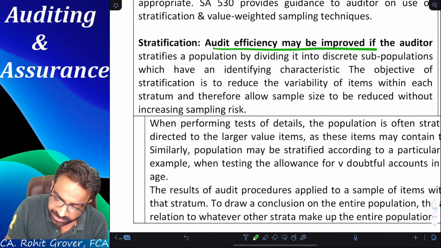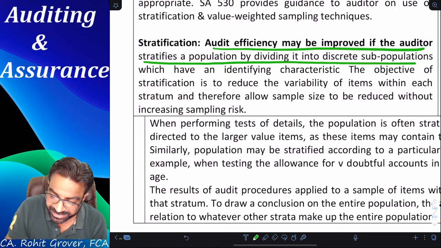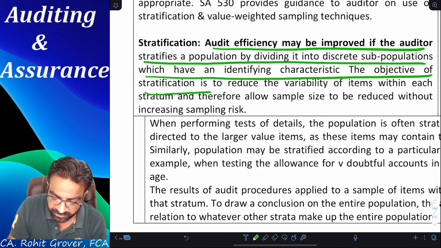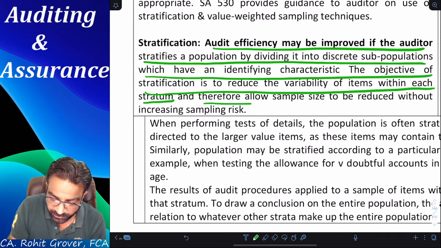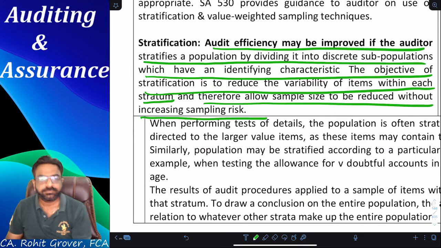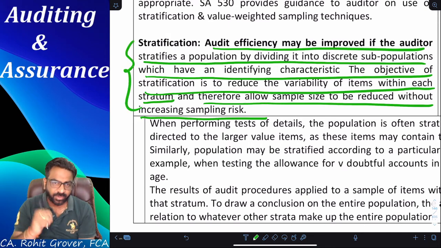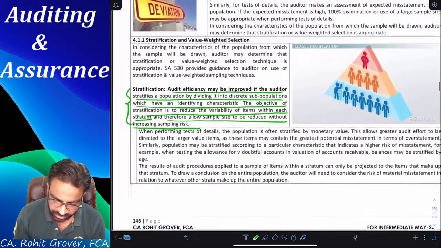Audit efficiency may be improved if the auditor stratifies a population by dividing it into discrete subpopulations which have an identifying characteristic. The objective of stratification is to reduce the variability of items within each stratum and therefore allow sample size to reduce without increasing what? Sampling risk. So that is what we mean by stratification. I already told you the concept, but it is given here.